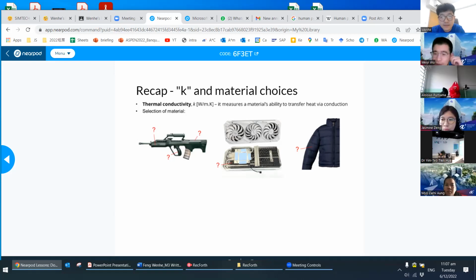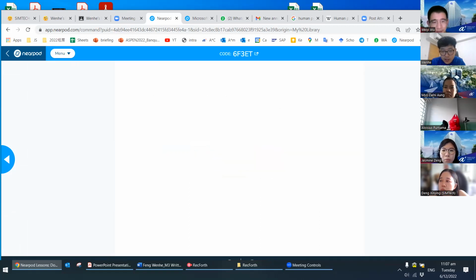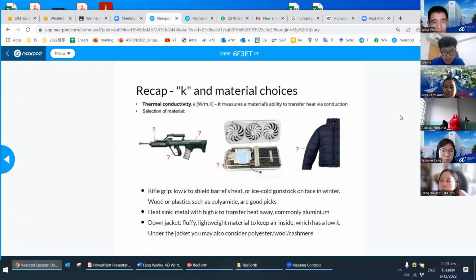So I'd like to choose feathers or cottons for the jacket, because they are lightweight and also good thermal insulators, so you will keep your body warm. Okay, very good. So these would be my picks. There are no standard answers, so these are my thoughts.